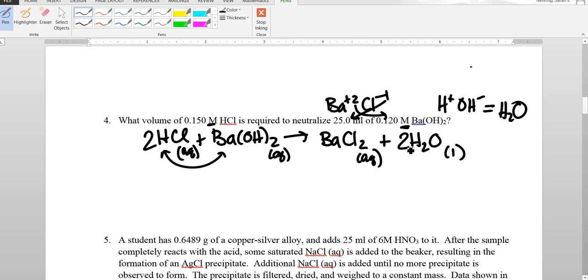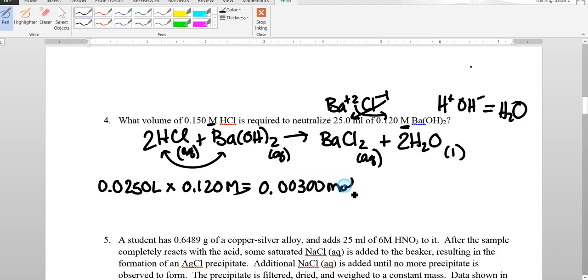Okay, so now let's see what I want to know. I want to find volume of HCl, and I know some information about barium hydroxide. So whenever doing some stoichiometry, first step is always find moles. So I'm going to find my moles of barium hydroxide by taking my volume times my molarity. And that gives me moles barium hydroxide. Let me check my calculator real quick. So if I do that, that gives me 0.00300 moles barium hydroxide.